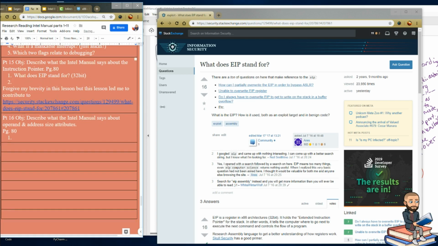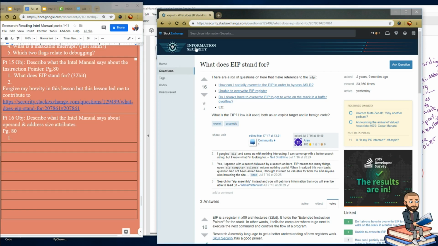But just to give you more questions, I want to show you a question I answered on information security. This is a Stack Exchange site. So the person asks, what does EIP stand for? I mean, that's a really simple question. They give us some details as to why they're asking about this in the information security forum. They just say that there are a ton of questions out there that reference the EIP, so they ask how is it used, both as an exploit target and in benign code.